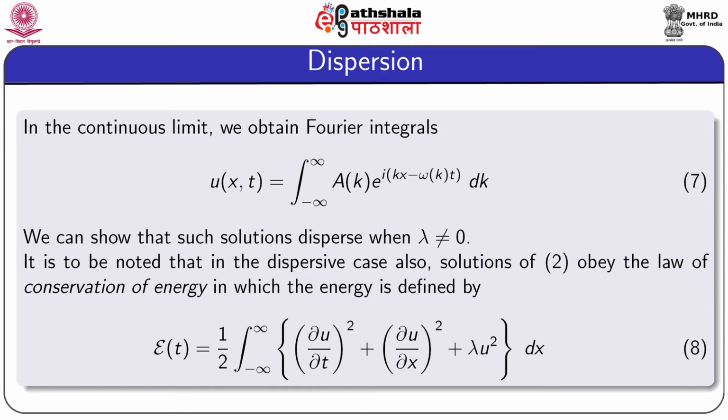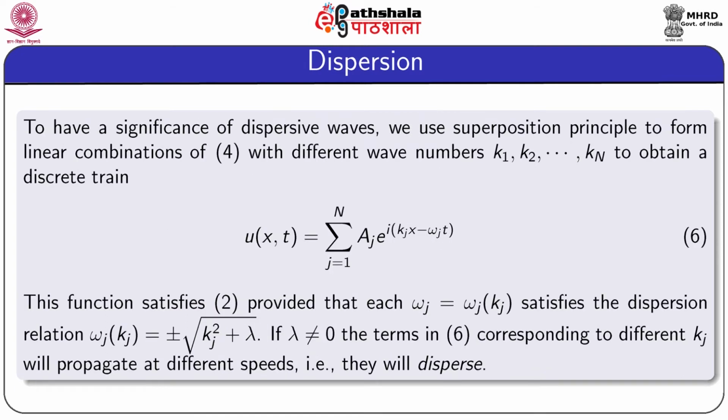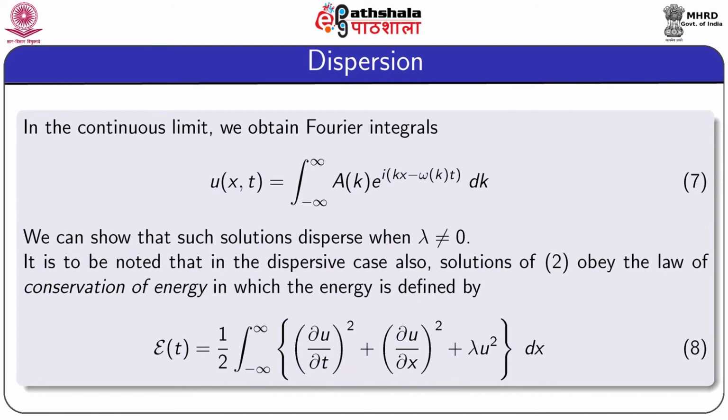We can generalize this by taking the continuous limit. Of course, the limit will exist as j tends to infinity. So, for that case we obtain the Fourier integral u equals the integral from minus infinity to plus infinity of A(k) e to the power i(kx minus omega(k)t) dk. Here omega is not constant, it is a function of k, and you can show that such a solution is also dispersive for lambda not equal to 0.